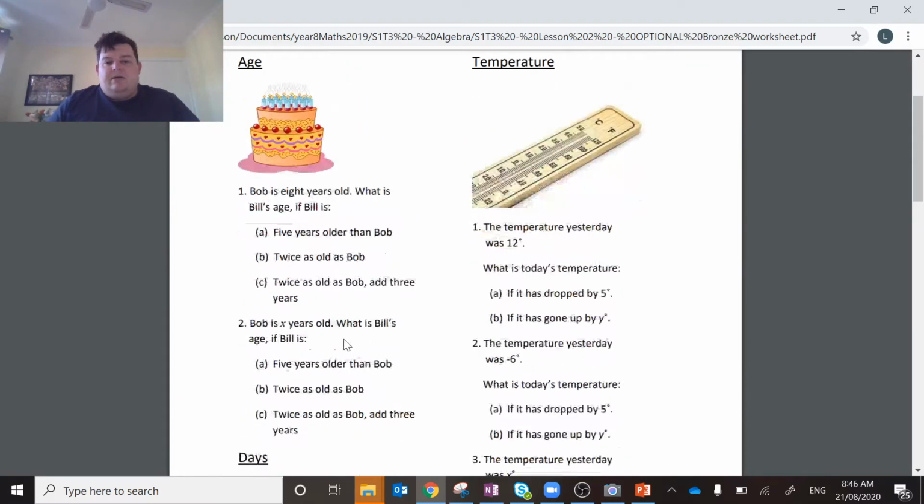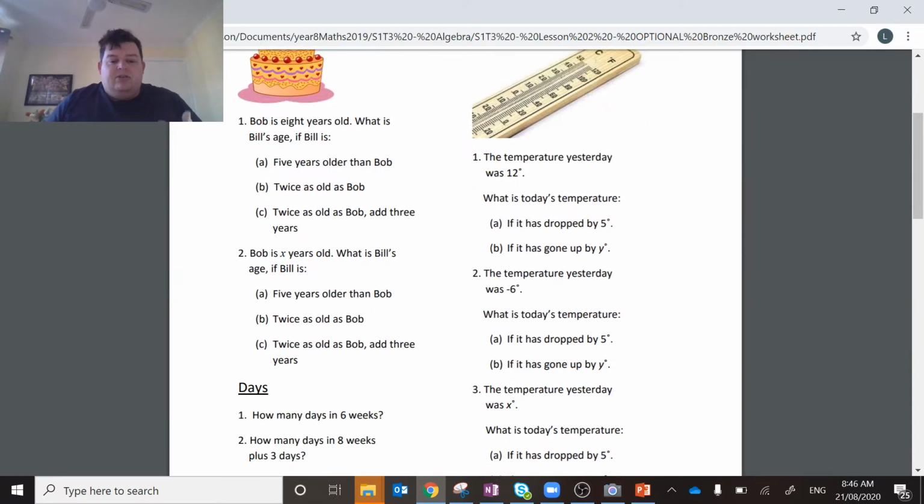Alright. So a couple of algebra word problems here. The first couple ones I assume you'll be able to do on your own. It's the ones that actually use algebra that I wanted to show you. So this first question here, Bob is X years old. What is Bill's age if? So it's question 2, right? So I'm going to write this down in a second.